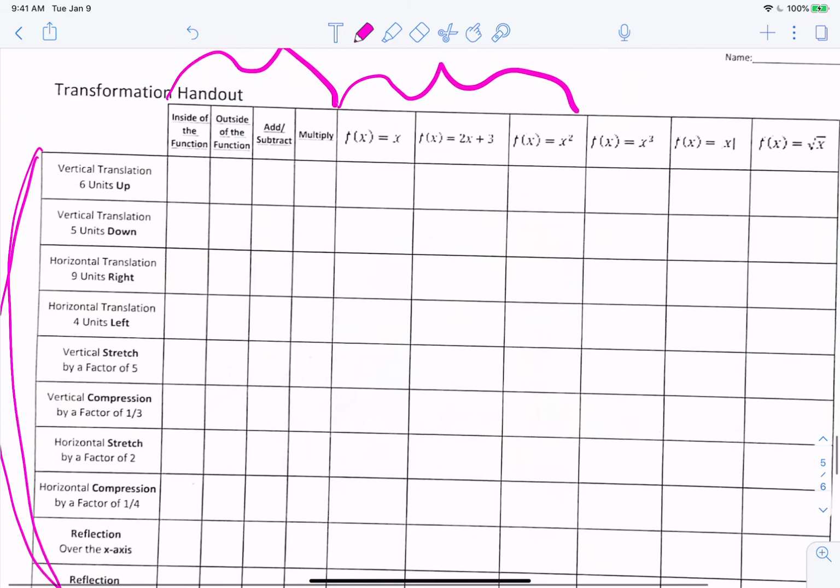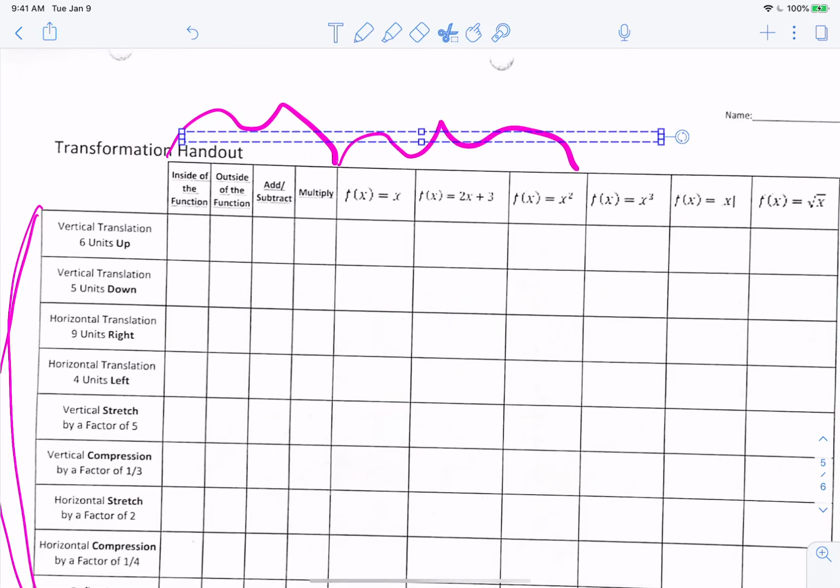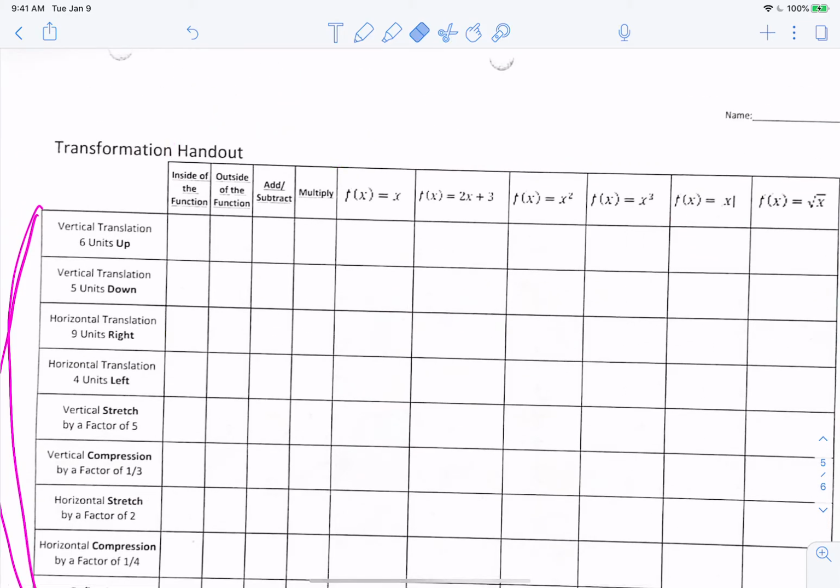So let's talk about this top guy up here. f of x equals x. This is like y equals x. It is a linear function that looks like this.